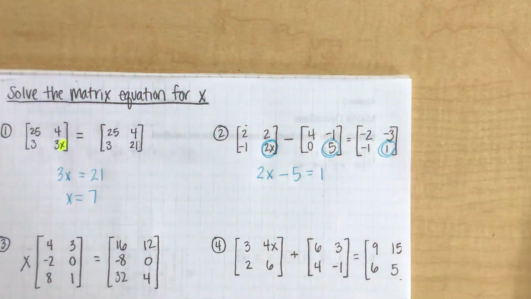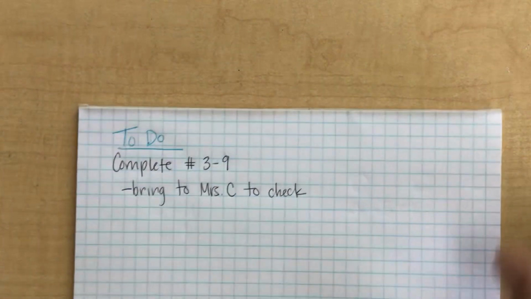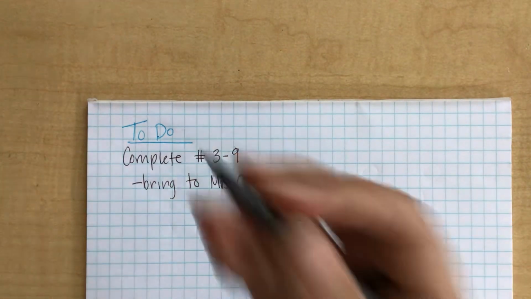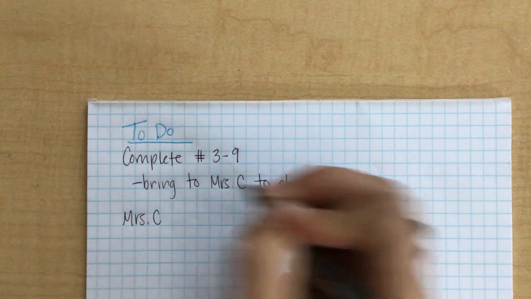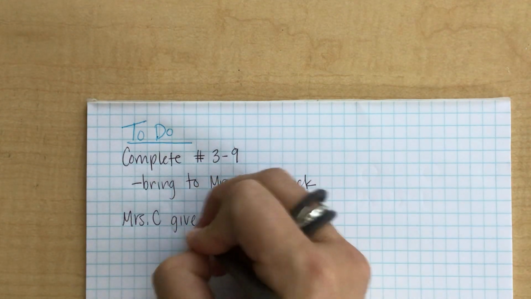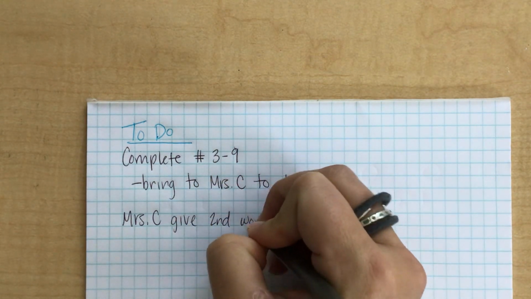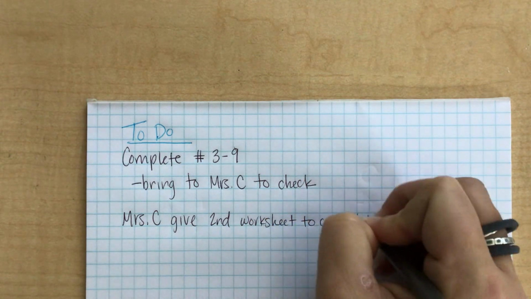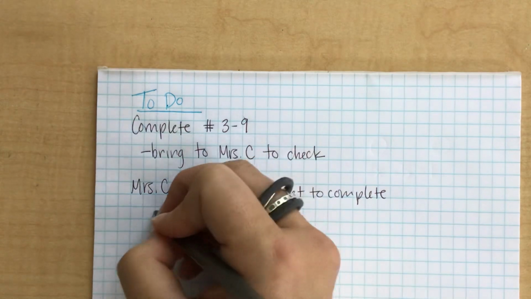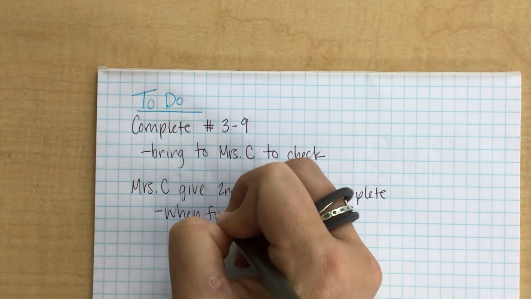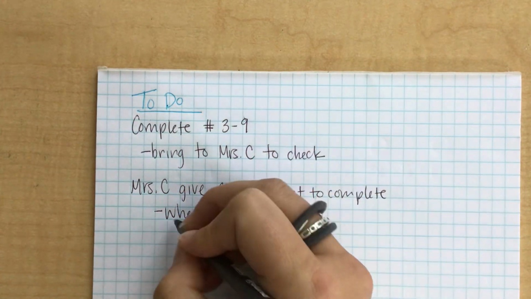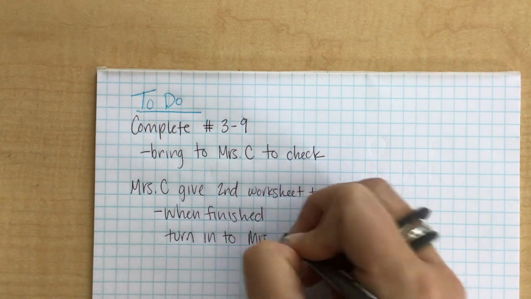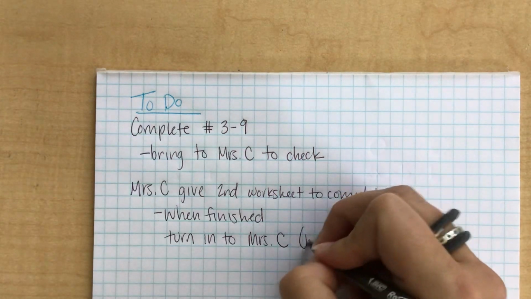Okay? So again, here's what your to-do is. Complete numbers 3 through 9, bring to Mrs. Carlock to check. Mrs. Carlock is going to give you the second worksheet to complete. And then when you finish that, you're going to bring it back to Miss Carlock and turn it in. And you can turn it into the basket.